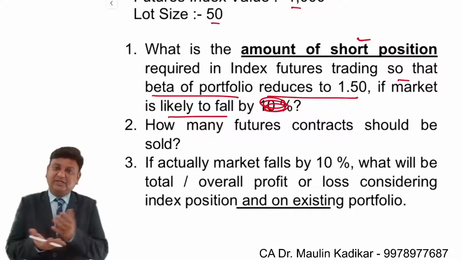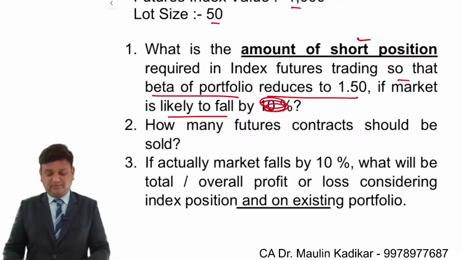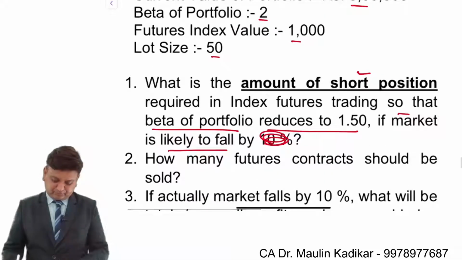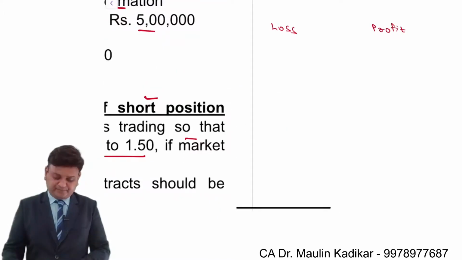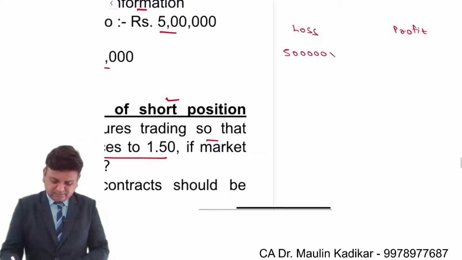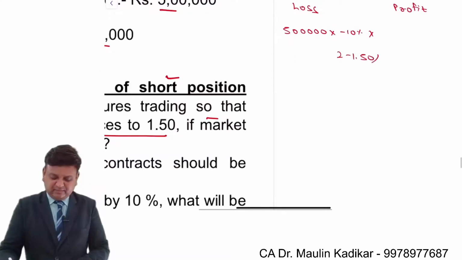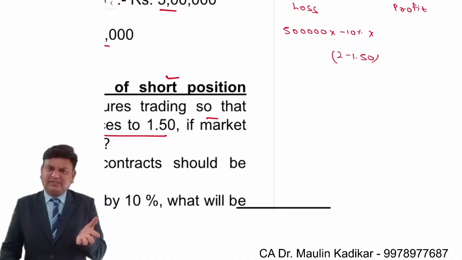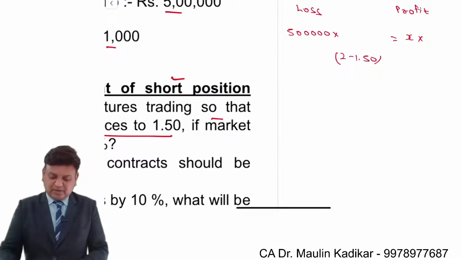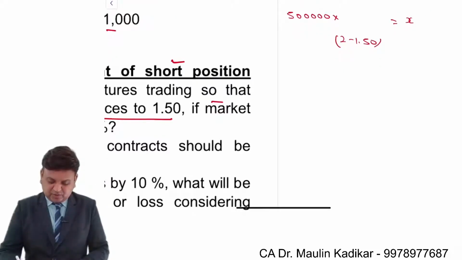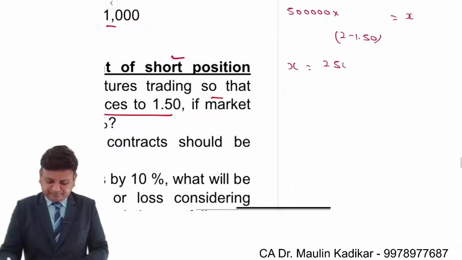The question says that I want to partially hedge my portfolio. I do not want to have complete hedging. So we understand something like this. Can we say that the loss in my portfolio should be covered up with a profit in the index? So 5 lakhs into whatever the loss percentage, negative 10% which is given to us, into 2 minus 1.5. I want to reduce my risk only to the extent of 25%, is equal to x into negative 10%. So again this negative 10 is cancelled. So I should enter into the amount of the futures contract hedging, x is equal to 5 lakhs into 0.5. That comes to 2,50,000.